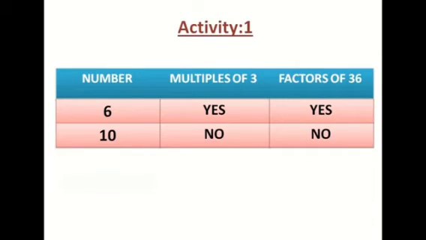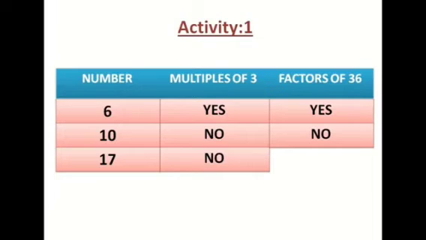Now I am giving you one more number. It is 17. If it is a multiple of 3, you have to write yes, otherwise no. So if you go for table 3, check. 3 5s are 15, 3 6s are 18. So there is no multiple like 17, so we'll write no here. And check the last column, whether it's a factor of 36 or not. In the factors of 36, there is no 17, so we'll write no here.